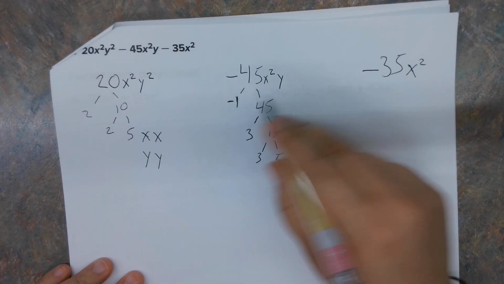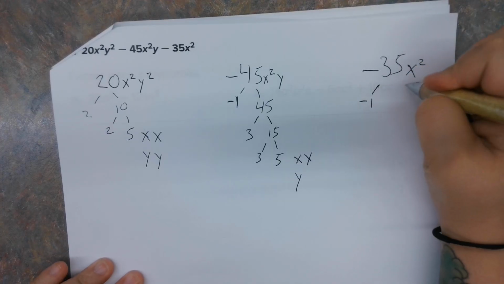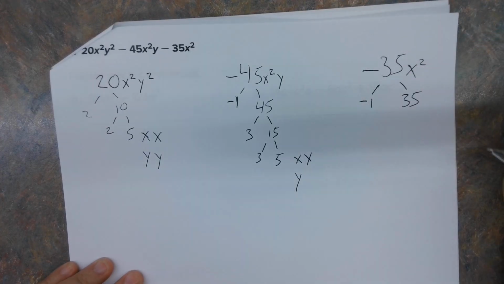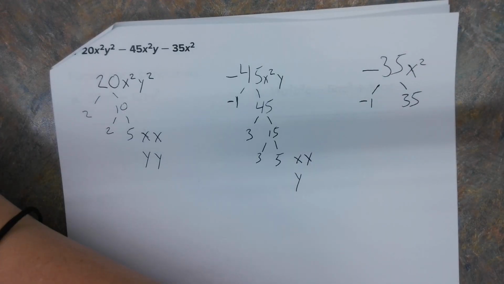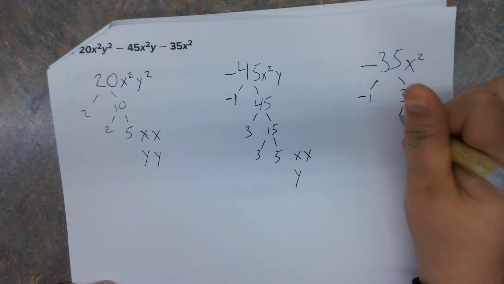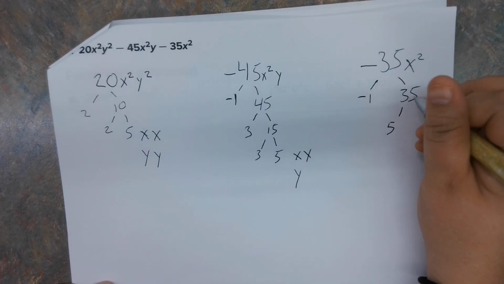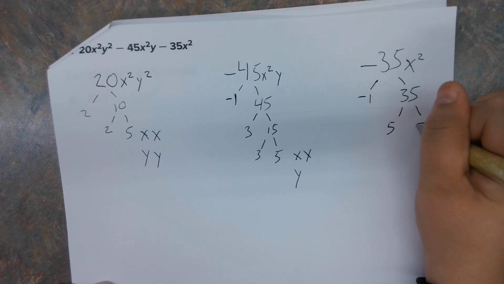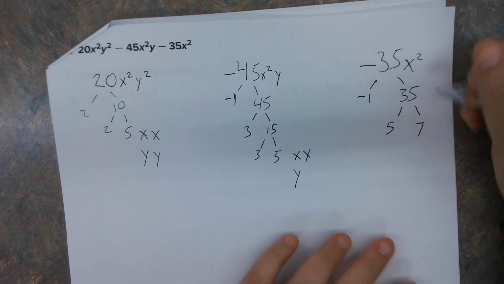Over here, I'm going to do the same thing I did there. I have negative 1 and 35. 35, I don't think it can be divided by 3. Nope. So with 35, I'm going to go straight to dividing by 5. 35 divided by 5 is 7. And I've got 2 x's.